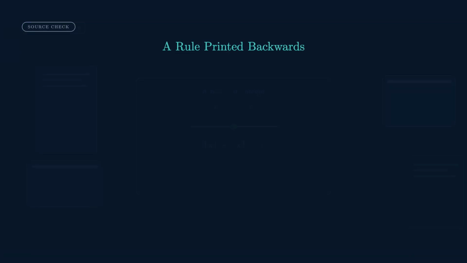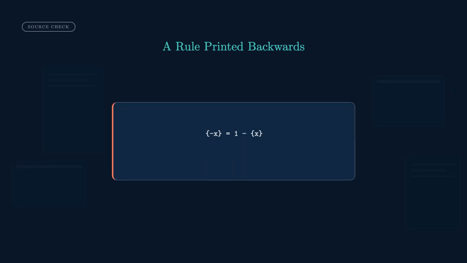Okay, here's one that bugs me. Flip through textbooks and reference sites and you'll keep hitting this: the fractional part of negative x equals 1 minus the fractional part of x, valid if x is an integer. It shows up in a lot of otherwise reliable places. And it's the kind of thing a reread never catches. So let's actually test it.